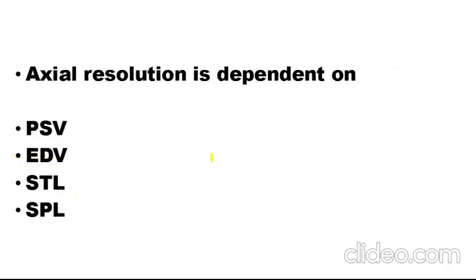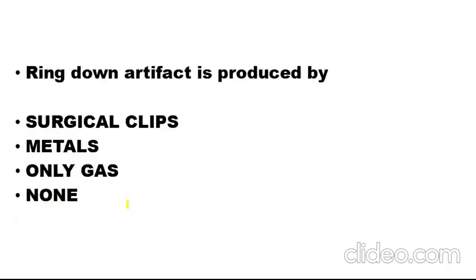Axial resolution is dependent on PSV, EDV, STL, or SPL: peak systolic velocity, end diastolic velocity, or spatial pulse length. So the correct answer is D. Axial resolution is dependent on spatial pulse length. So we have next MCQ.